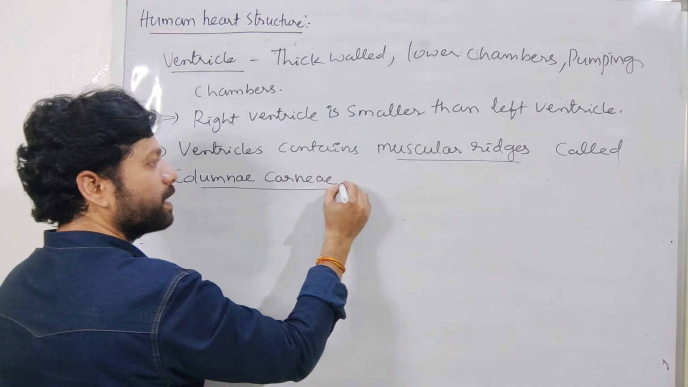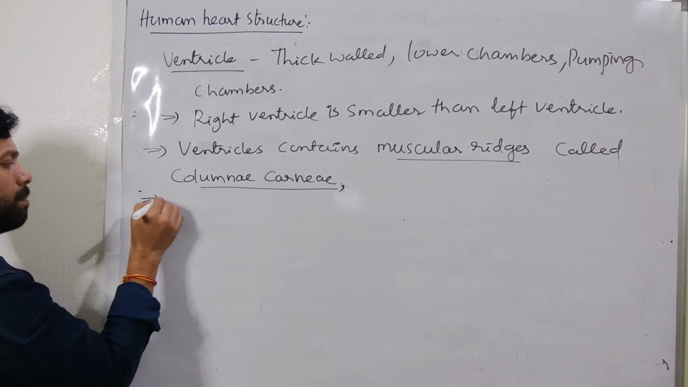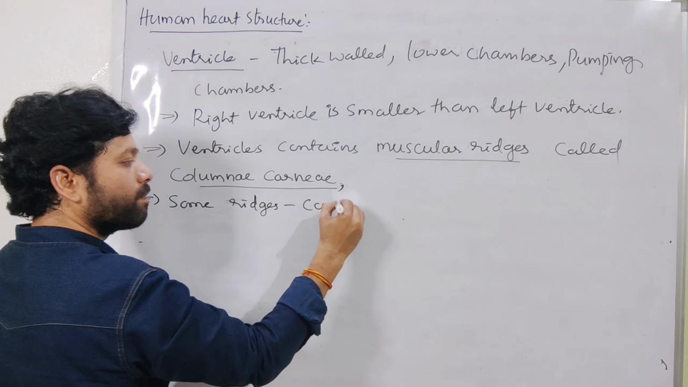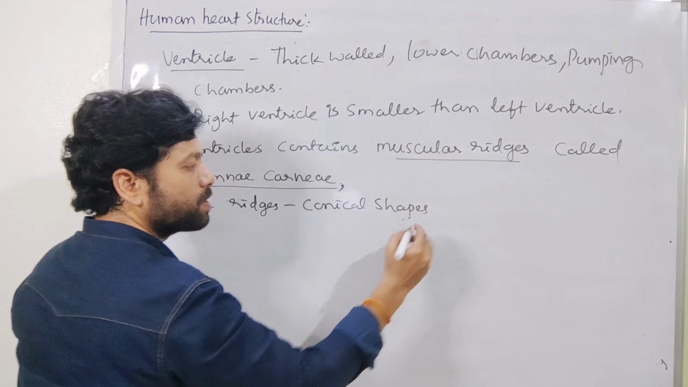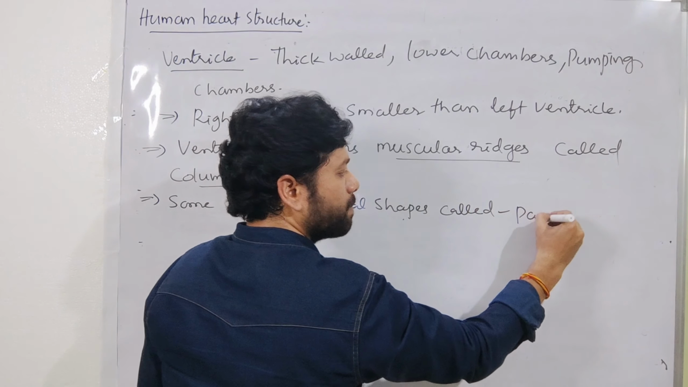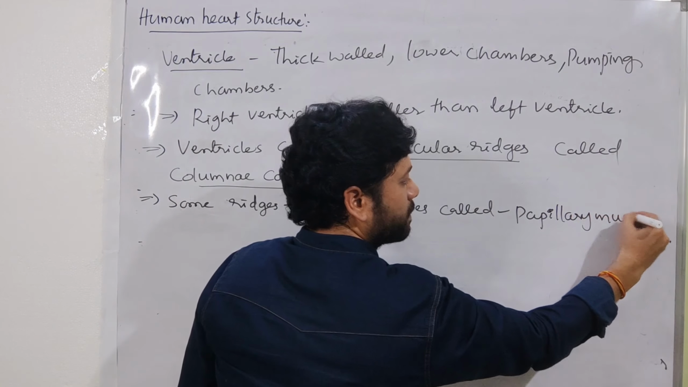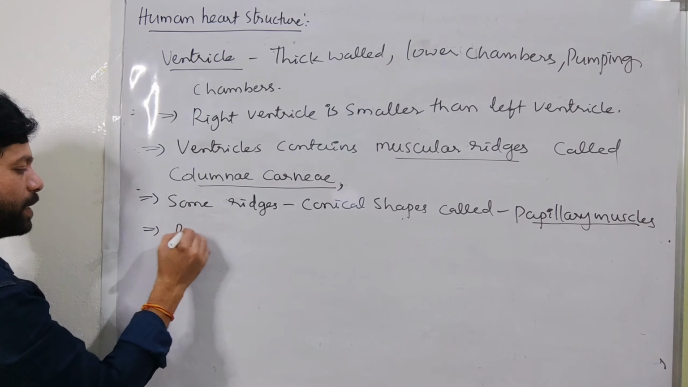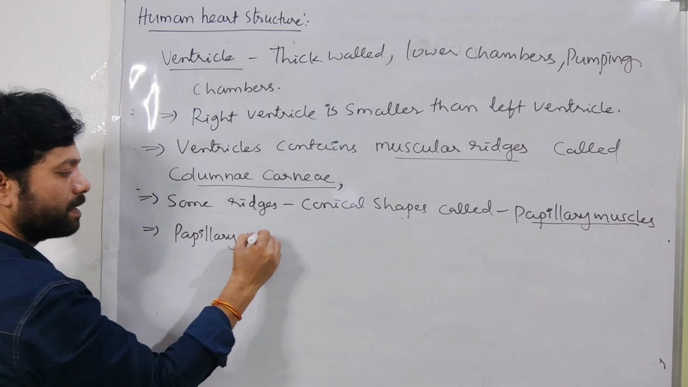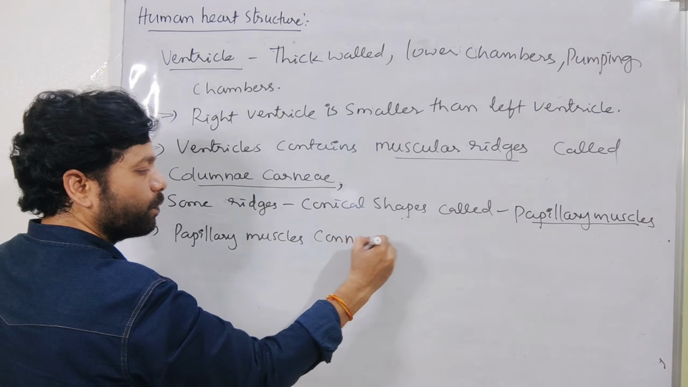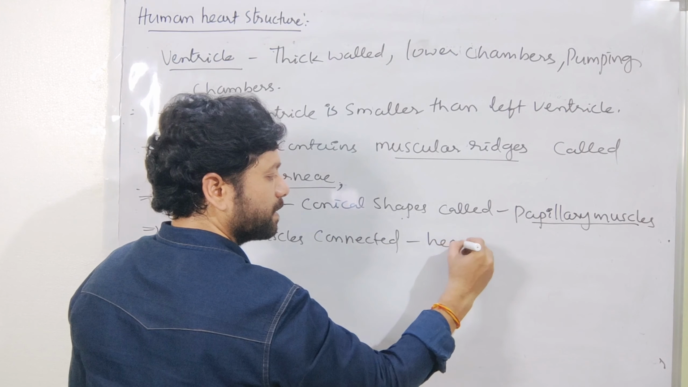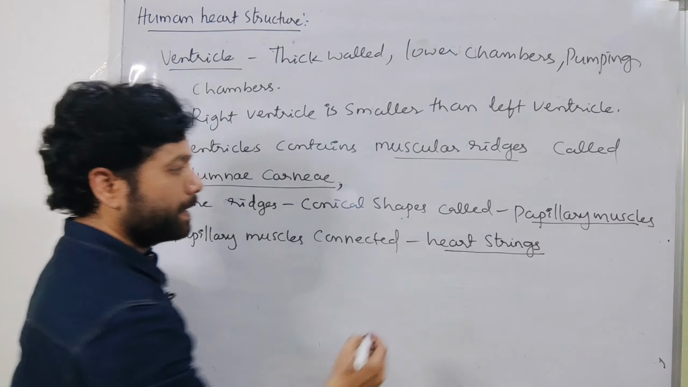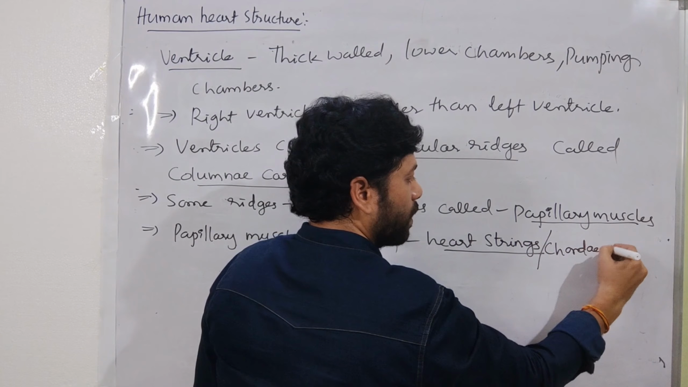Okay, so these ridges, muscular ridges, some ridges which shape here conical shapes called papillary muscles. It connect to the what? Heartstrings. So papillary muscles are connected to heartstrings. So heartstrings also called chorda tendinae. It's called chorda tendinae.